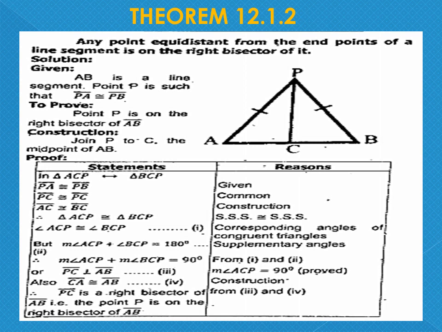Here students, you can see in theorem 12.1.1, in the given you had that the point P is on the bisector, and in the to-prove you had to prove that the point P has equal distance from the ends of the line segment, like PA was equal to PB. But here this thing is given to us, and point P being on the line bisector was given to us over there, but here we have to prove it.